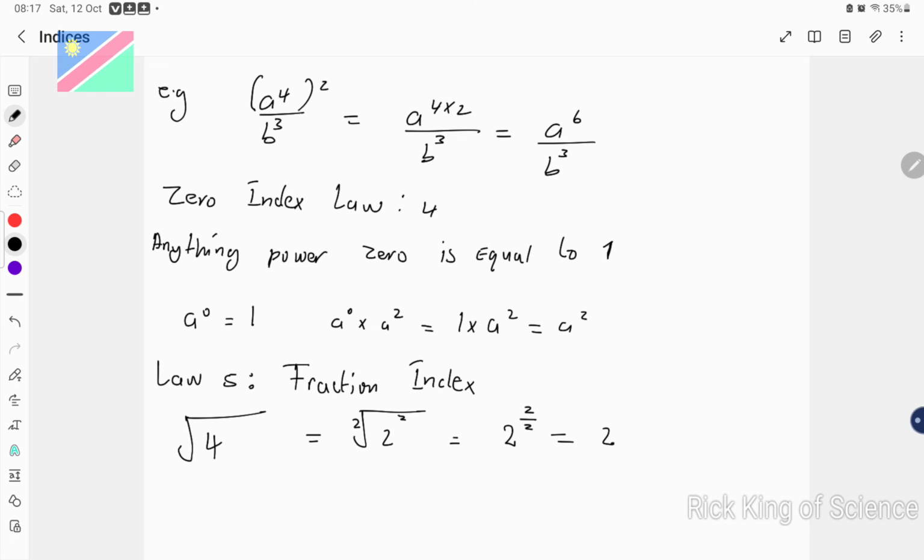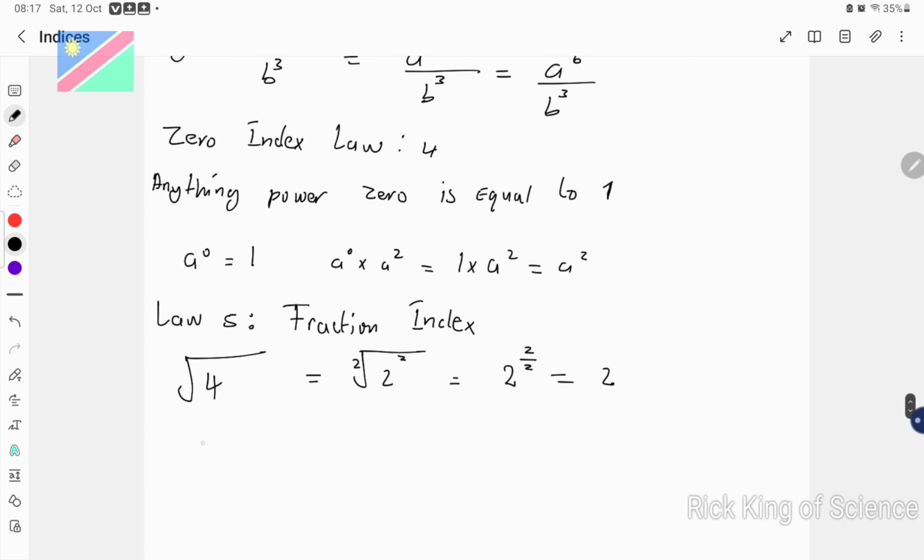So the law says like this, that if you have a power m and the n outside the root there, you're going to say a power m divided by n. You see that n is the one that's outside, it's the one that must divide the index that is inside the root.